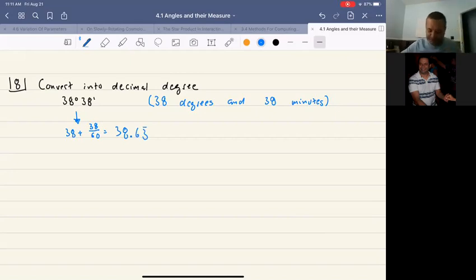I'm going to do number 20. Because it's very similar, but it's not an extra little thing. Actually, let's do 22. So we're going to convert negative 70 degrees, 18 minutes, and 13 seconds, into decimal degree.